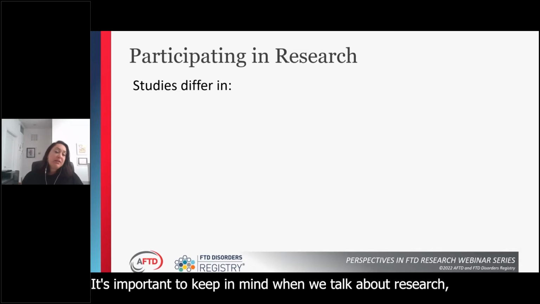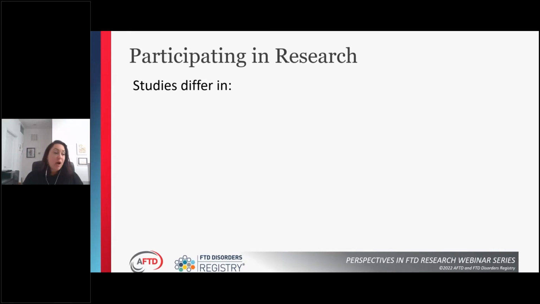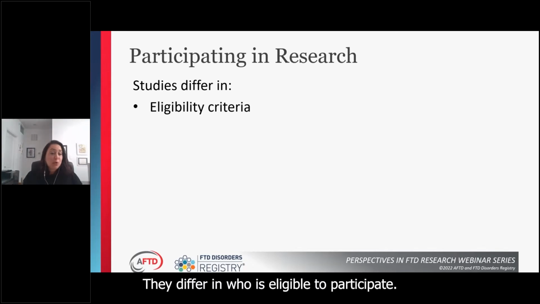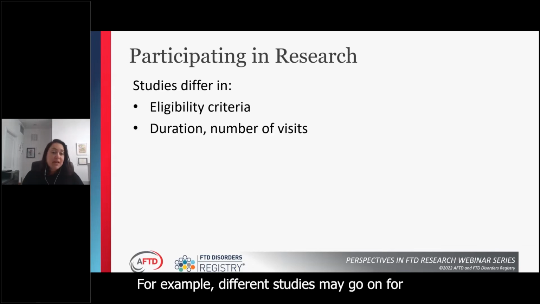It's important to keep in mind when we talk about research that participating in research doesn't mean just one thing. All research studies are different. They differ in who is eligible to participate. For some studies, you might need a specific diagnosis or need to be a certain age, for example. Different studies may go on for a different length of time or require a different number of visits to a medical clinic.